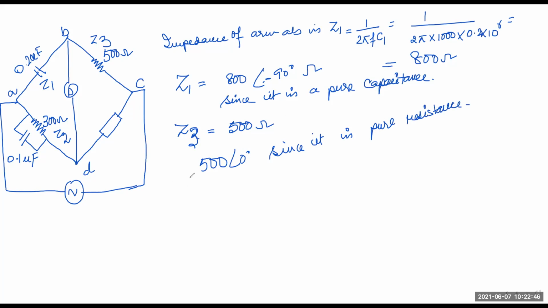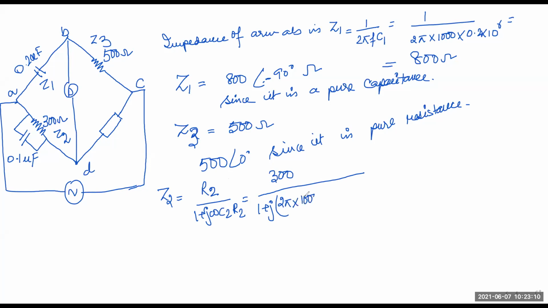Now for Z2, what can we write? For Z2 we can write R2 divided by 1 plus j omega C2 R2. So what is your R2? It's 300. And divided by 1 plus j omega, you can write 2 pi multiplied by 1000, that is 2 pi f. In the place of C2, it is 0.1 multiplied by 10 to the power minus 6, multiplied by 300.